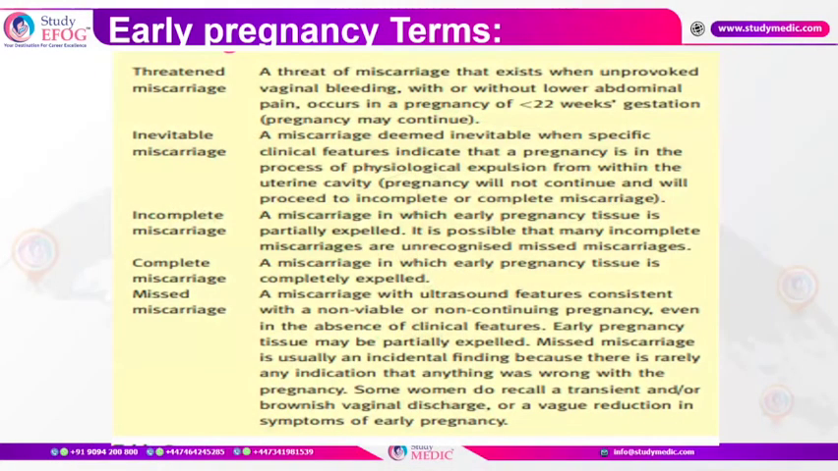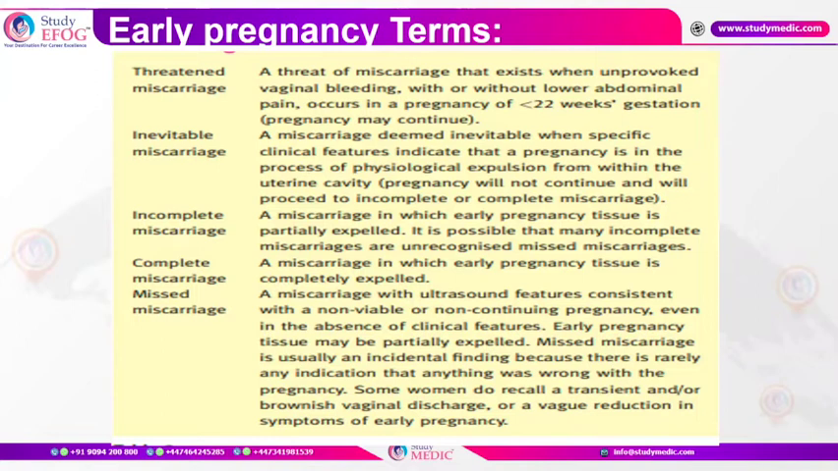So there are the terminologies: threatened miscarriage, inevitable, incomplete, complete, and missed miscarriage. Threatened, as we know, is a threat of miscarriage that exists when unprovoked vaginal bleeding, with or without abdominal pain, occurs before 22 to 24 weeks of gestation, with a viable fetus. Inevitable is deemed so when specific clinical features indicate that a pregnancy is in the process of physiological expulsion from within the uterine cavity. Pregnancy will not continue and will proceed to incomplete or complete miscarriage.